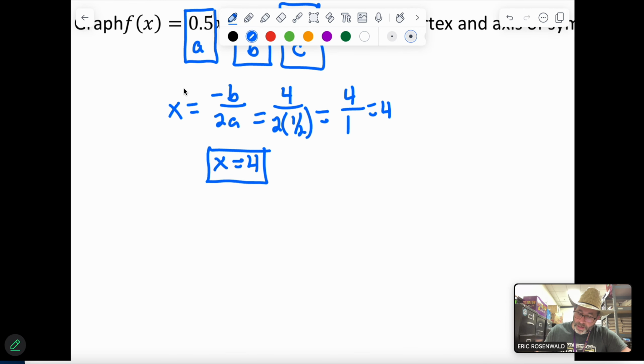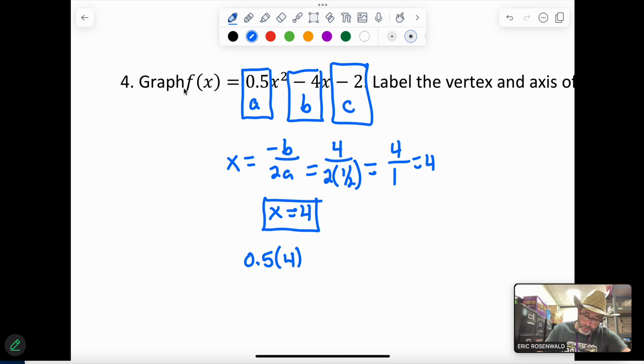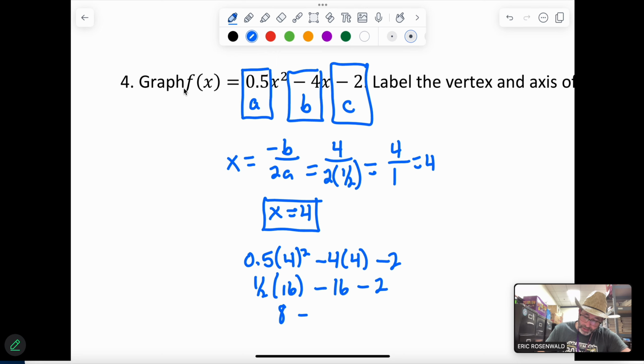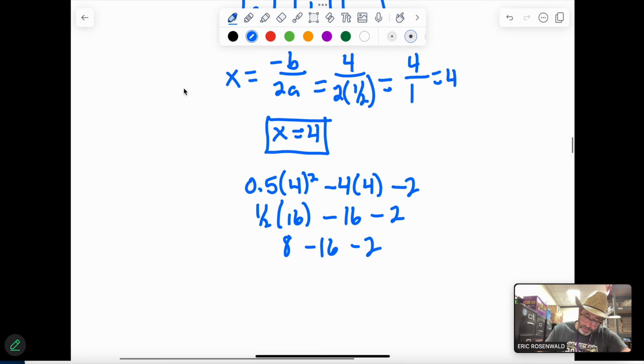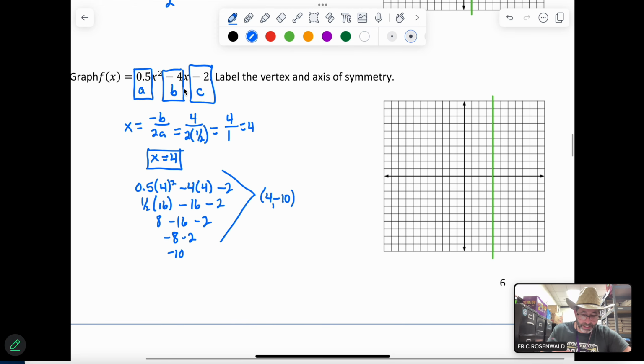And let's continue on. Knowing that 4 is my x value, we're going to take that and plug it in for the x's here and here. So let's rewrite the equation. We have 0.5, 4 squared minus 4 times 4 minus 2. So we have half of 16 minus 16 minus 2. So we have 8 minus 16 minus 2. So that means we have negative 8 minus 2, or negative 10. So my vertex for this is going to be 4, negative 10. Okay, so let's go over to 4, negative 10 to make a point.